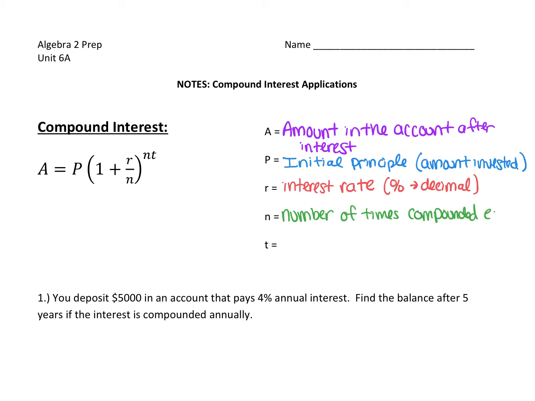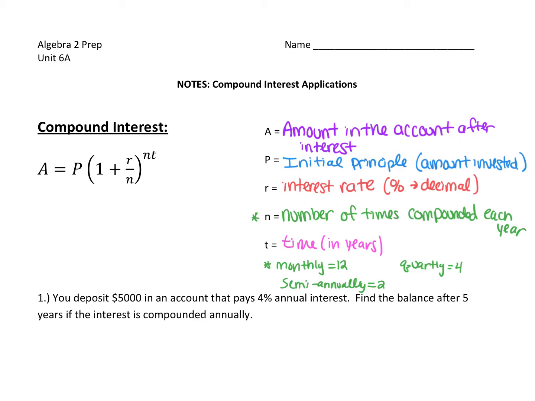Each year. And so what that means is, like if it's monthly, that would be 12. If it's semi-annually, that would be 2. If it's quarterly, that would be 4, etc. And then the T is our time, and it must be in years.